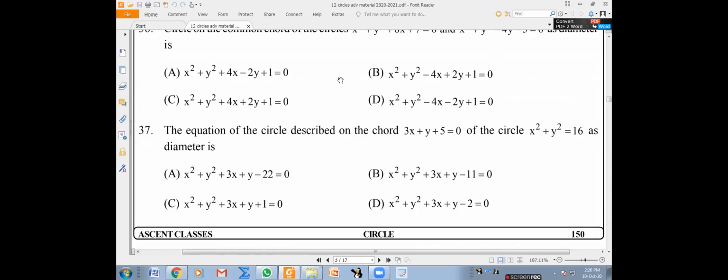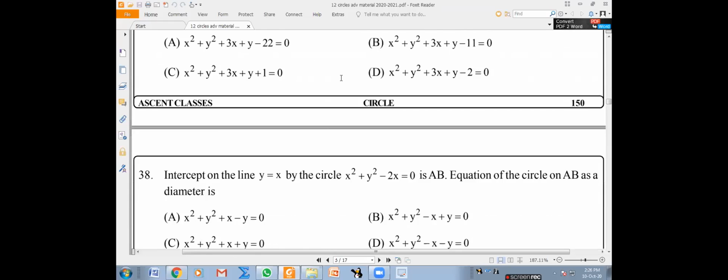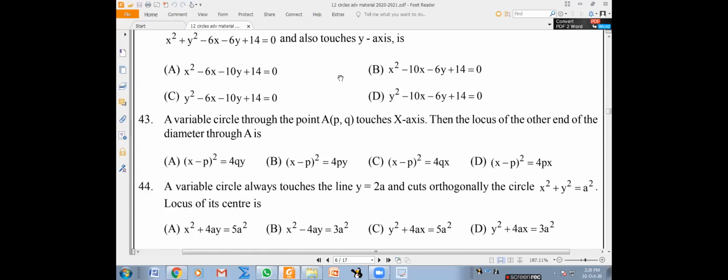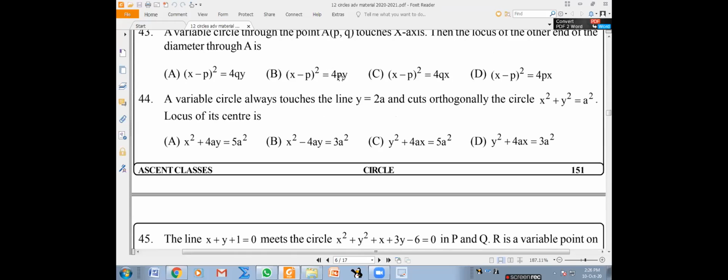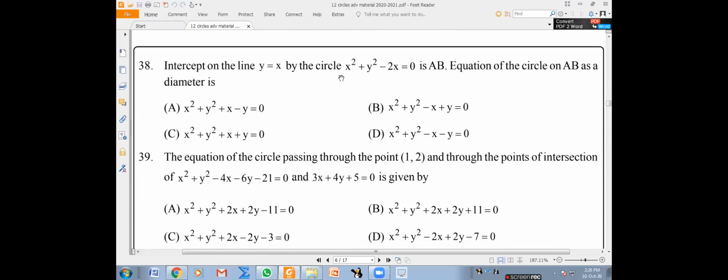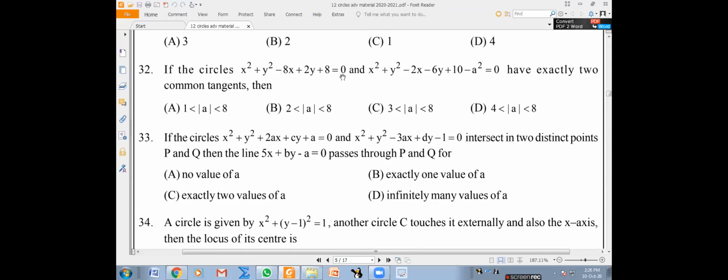Any other doubt in single answer? Anybody? So 132. 32. Yes, sir. Okay. Exactly two common tangents. So if you want exactly two common tangents, the circles should be intersecting. Intersecting means C1C2 should be less than R1 plus R2 and more than mod R1 minus R2.